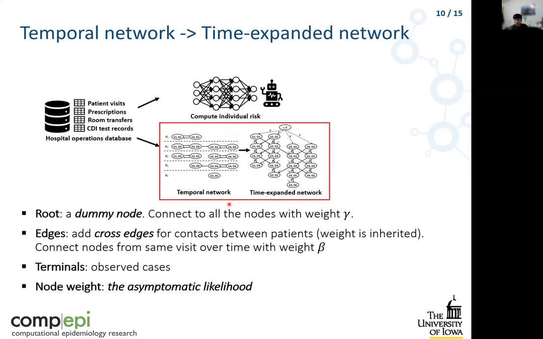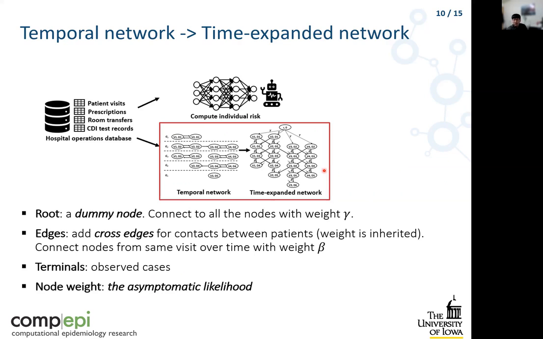Then from this temporal network, we construct a time-expanded network. And we do this by adding a dummy node. We connect this dummy node to all the nodes in the graph. And also we add cross edges for context between patients. In the time-expanded network, terminals represent observed cases, and node weights represent the asymptomatic likelihood. And notice that this time-expanded network is a directed acyclic graph, DAG, and this plays an important role later on.